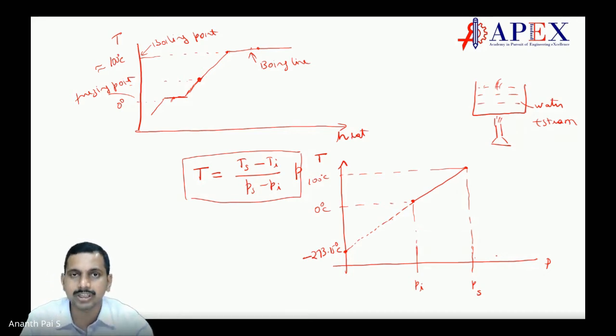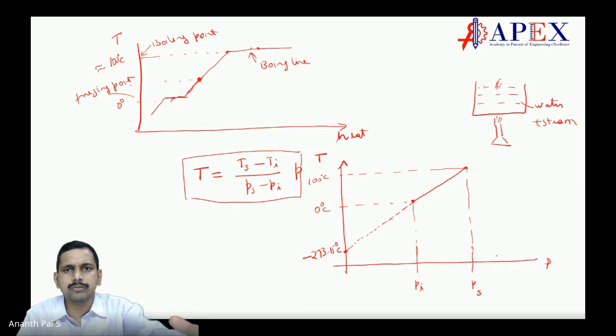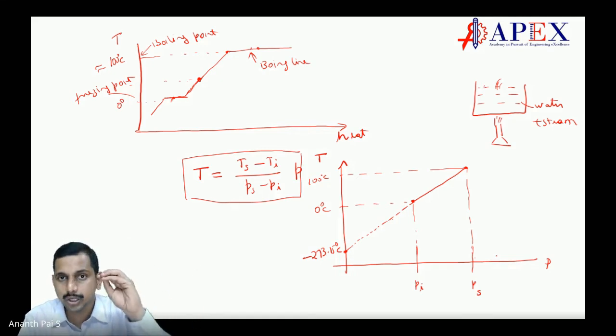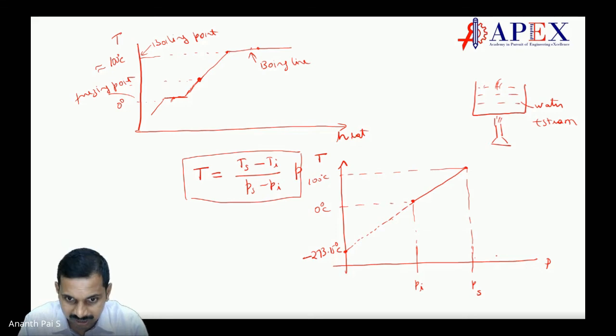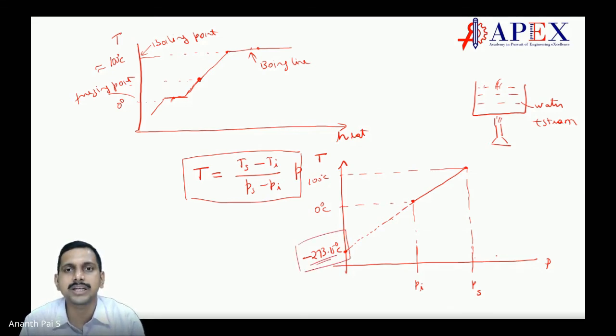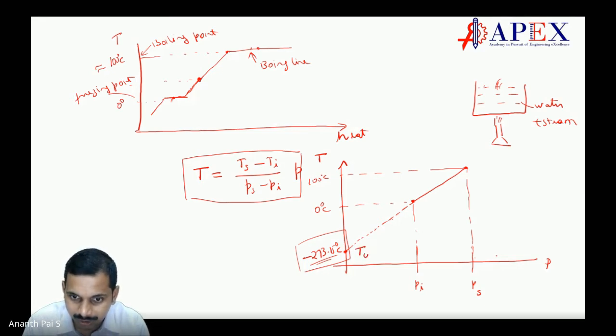Then if you draw the line, irrespective of the medium used, the gas used inside the constant volume thermometer, we get this result, minus 273.15 as constant. So it is irrespective of the medium used for a thermometer. That is why this is taken as absolute zero, T naught.